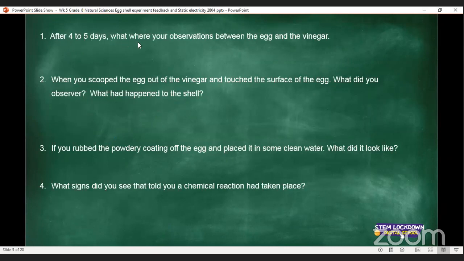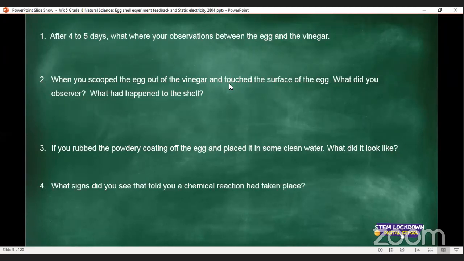So after 4 or 5 days, what were your observations between the egg and the vinegar? When you conduct an experiment, obviously you have to record your observations. And the reactants here are basically the egg and the vinegar. So when you scoop the egg out of the vinegar and you touch it, you probably have taken out the egg with a tablespoon and then touched it. So what did you observe?